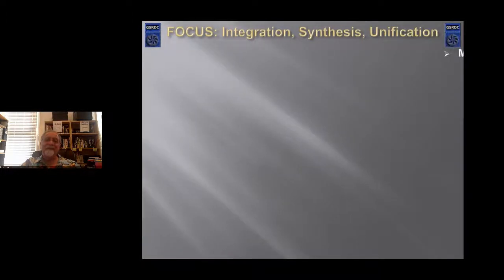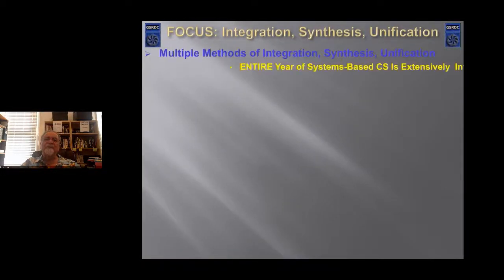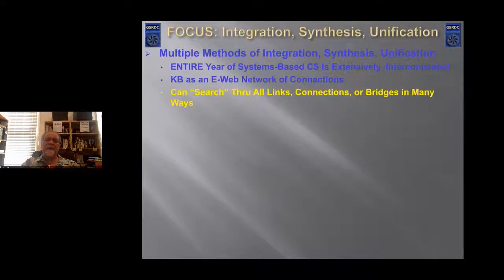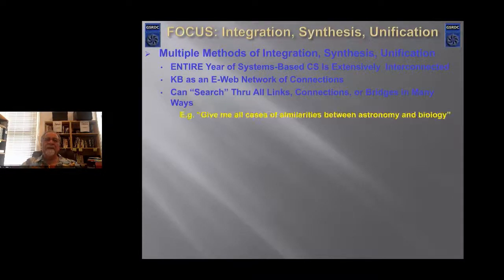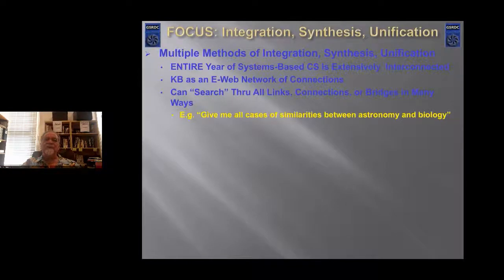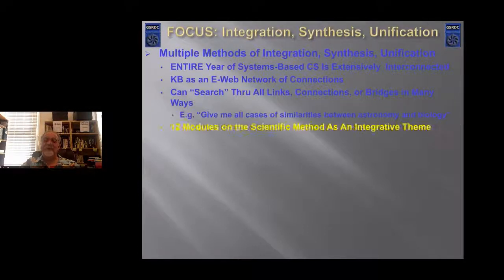Amazing and impressive. So there are multiple methods of synthesis, integration, and unification throughout the entire year. And the knowledge base that was feeding the ISG was an e-web of these connections. And one could search through all the links, connections, or bridges in many ways. For example, if it was fully developed, we would have been able to ask it, give me all the cases of similarities between astronomy and biology.